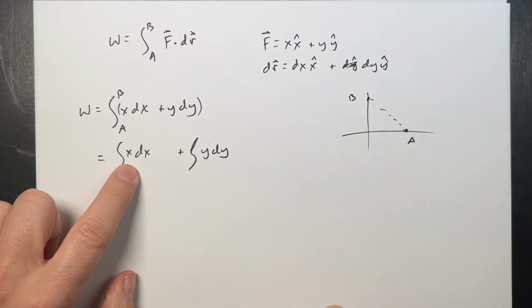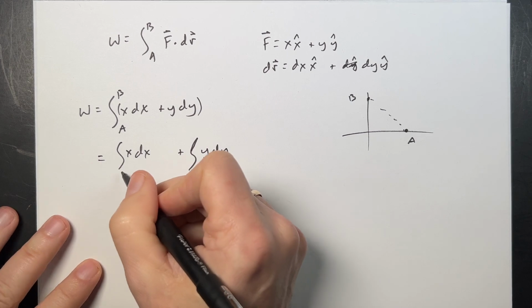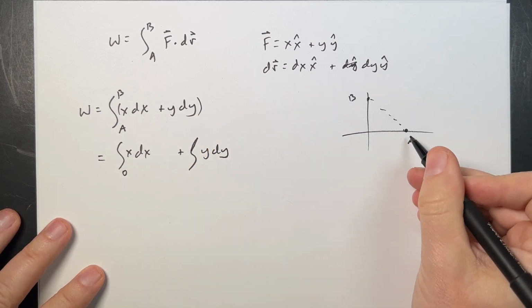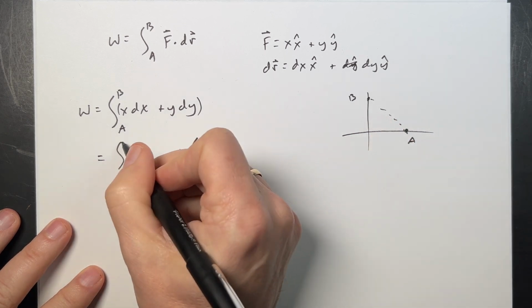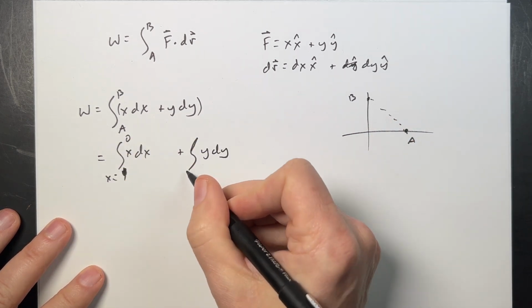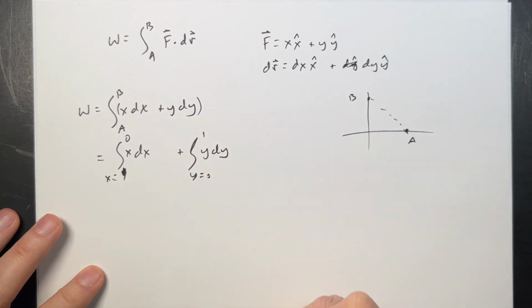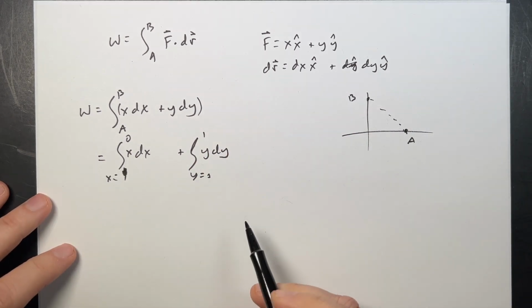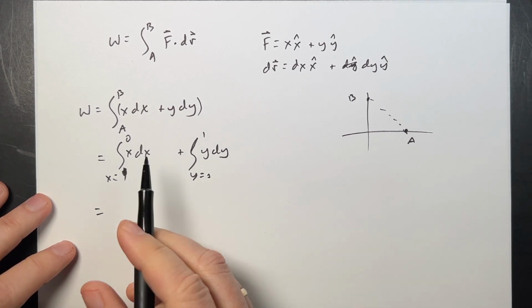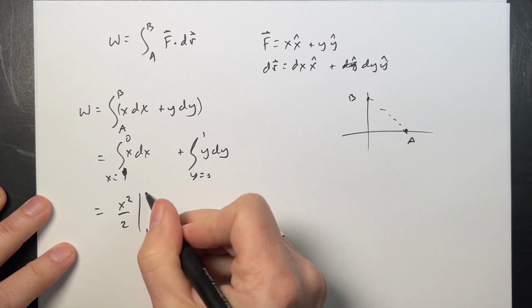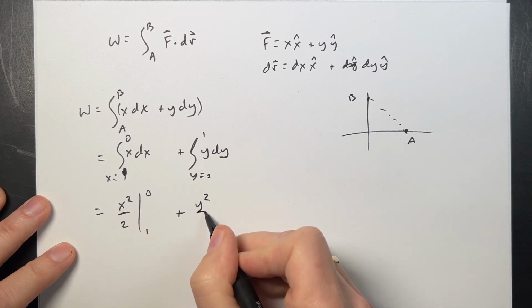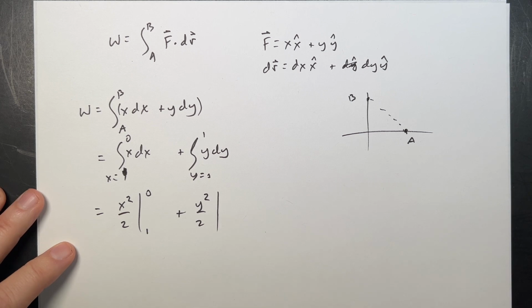And so this only depends on x. Yay, that's kind of nice. So this goes from x equals 1, starts right there, to x equals 0. And y goes from 0 to 1. So this is not too difficult to do, right? We can do this integral. The integral of x dx is going to be x squared over 2 from 1 to 0, plus y squared over 2 from 0 to 1. And this is a dumb, silly, and trivial integral, that's for sure. But we're really doing this so we can do it numerically.